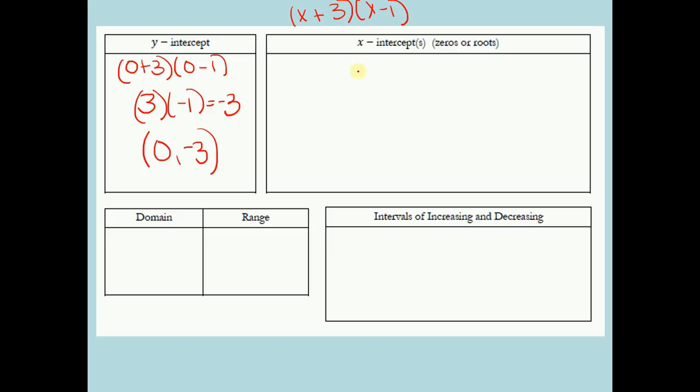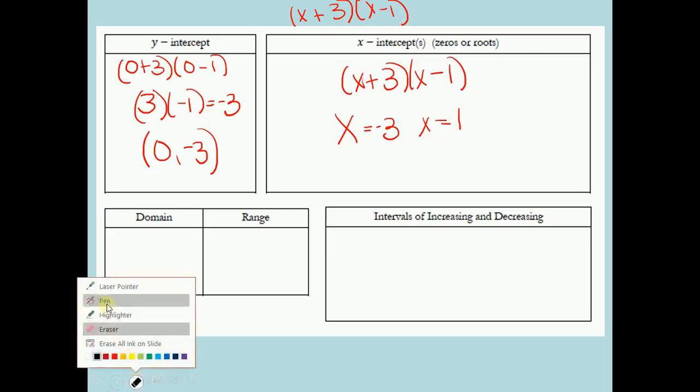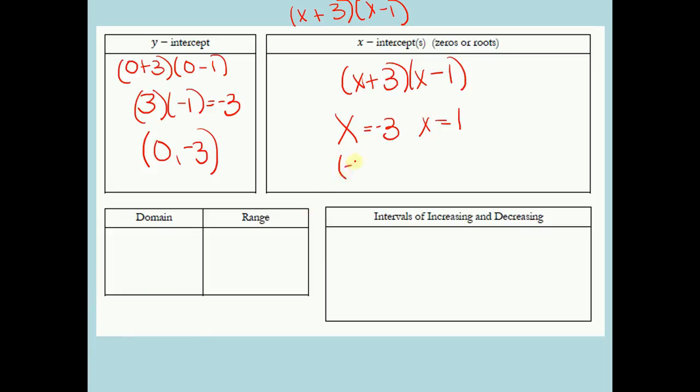My x-intercepts, that's the easiest part about the intercept form. You already have them because it's already factored. Awesome. So I know x can equal -3 or x can equal 1. I got so excited I had my x-intercepts that fast. So I have (-3, 0) and (1, 0) for my intercepts.